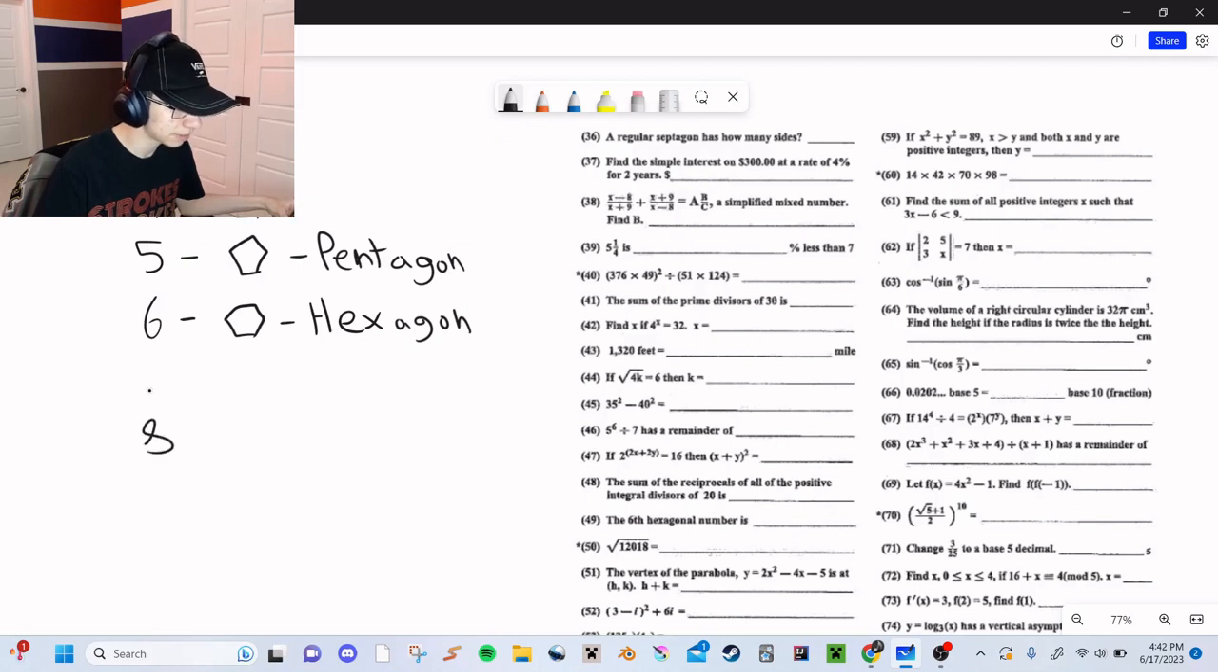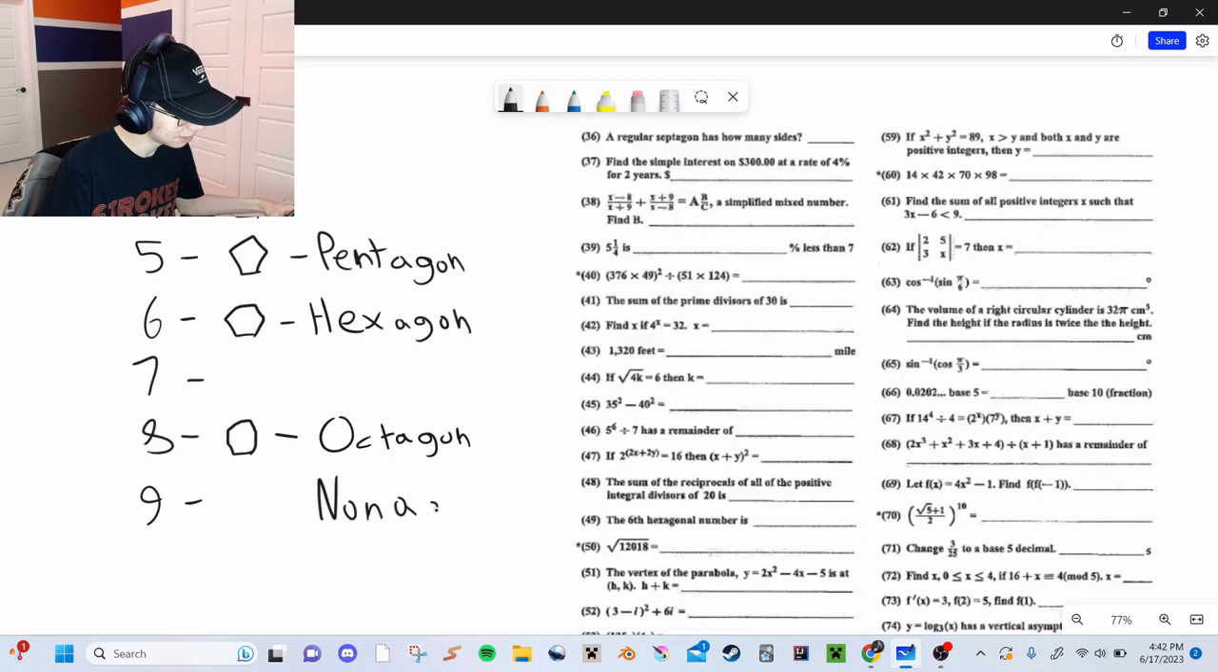And later, let's skip 7 for now. We're gonna have, let's see if I can draw an octagon. We have an octagon. And then 9, I'm not going to draw that. 9 we have a nonagon? Pretty sure I have that right.